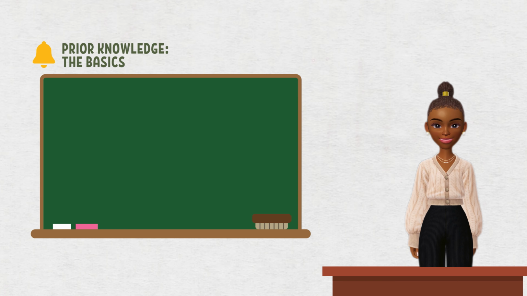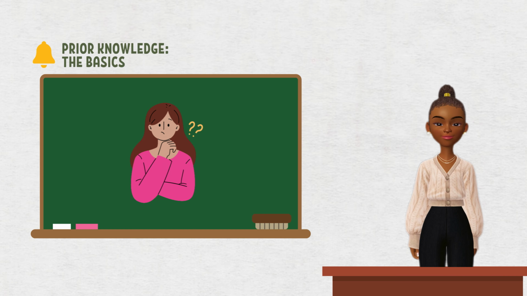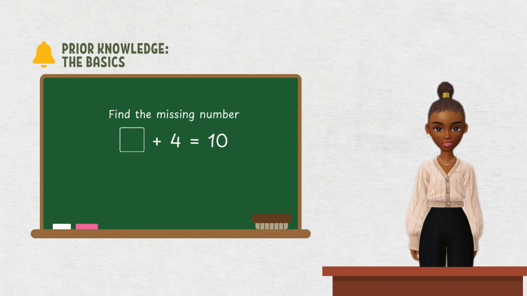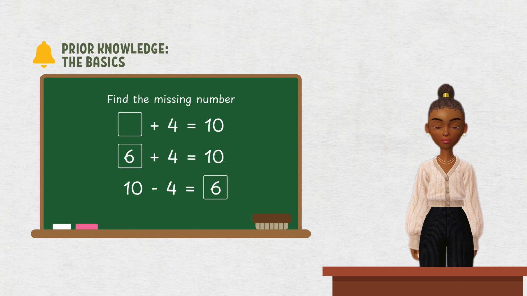Now let's talk about the basics. Did you know algebra didn't start in middle school? You've been doing it since elementary school. We just upgraded the symbols. In elementary school, you saw problems like blank plus 4 equals 10. Your job was to find the missing number, the value that made the equation true. You might have said 6 plus 4 equals 10, or you might have subtracted and said 10 minus 4 equals 6.